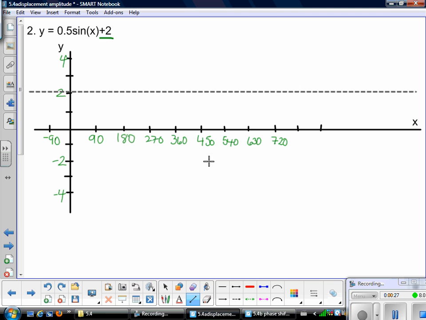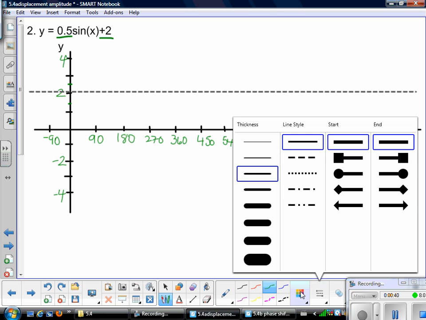And then it tells me that I'm supposed to look at my amplitude. My amplitude is 0.5, which means I'm going to be at 2.5 and at 1.5. So again, I need to put dotted lines there as well. Oops.